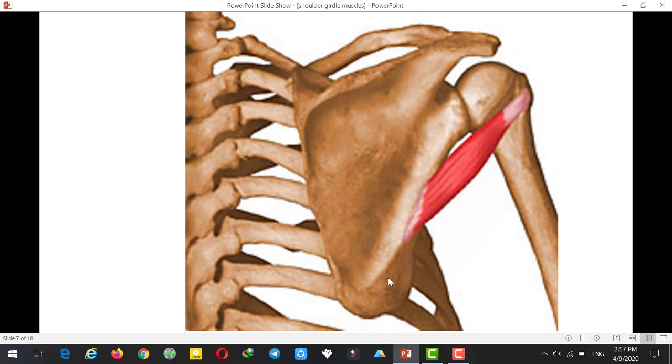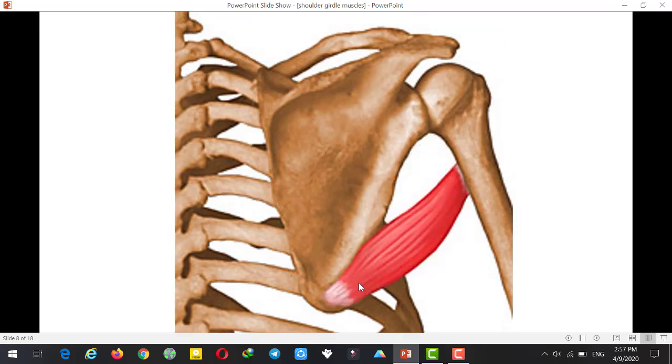Another muscle is teres major. Teres major originates from the lower one-third of the lateral border of the scapula, the inferior angle of the scapula. Insertion is the medial border of the intertubercular groove. Nerve supply, lower subscapular nerve. Action, medial rotation and adduction.